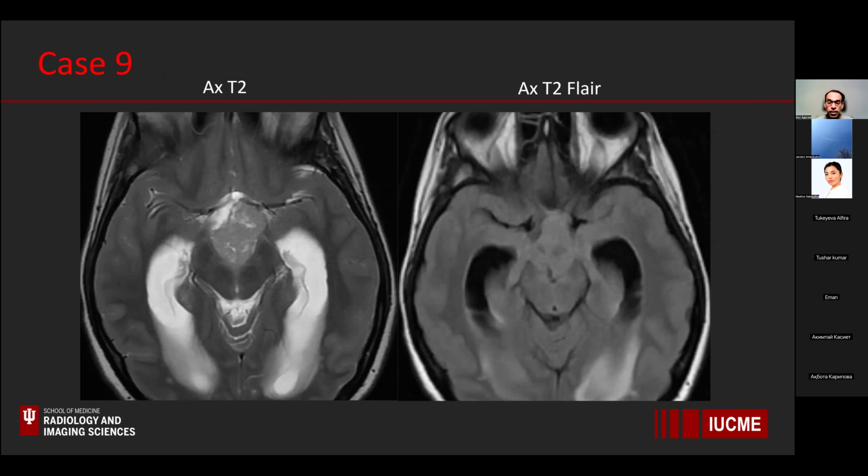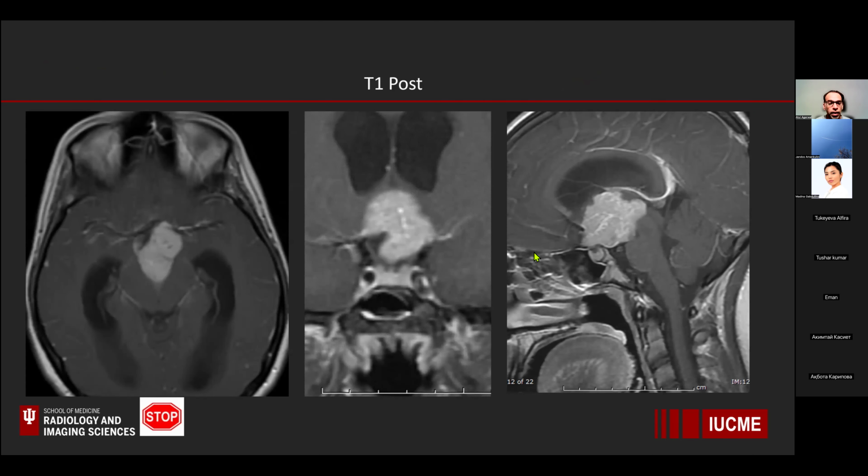Okay, our next case is case 9. Again, showing you a lesion in the sellar-suprasellar space. Here you can see it's really expanding the interpeduncular cistern, on T2 and T2 FLAIR. And when we give contrast, it enhances avidly, really robust, very homogeneous enhancement.